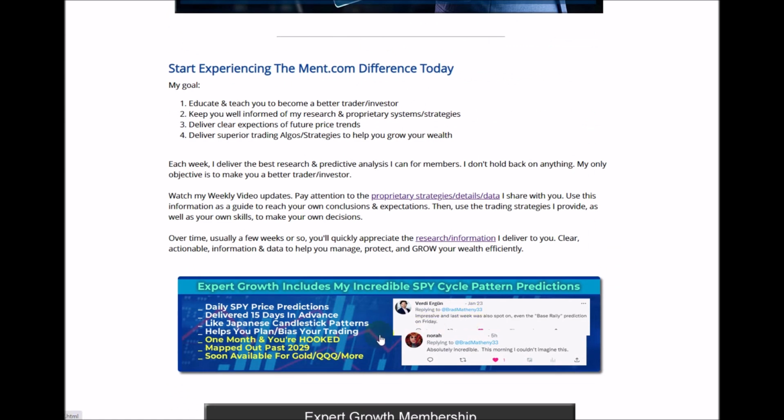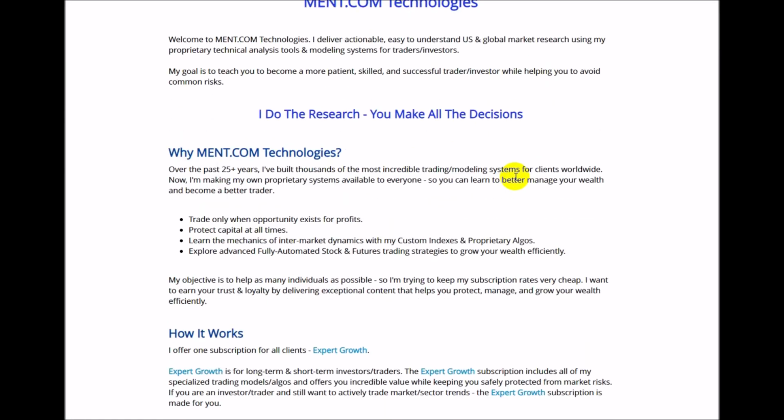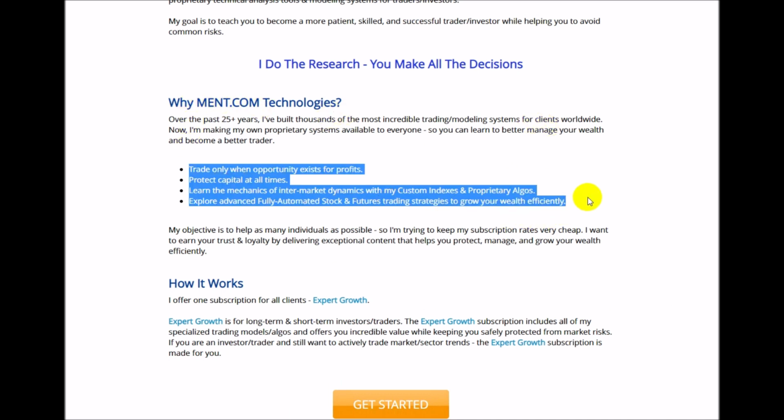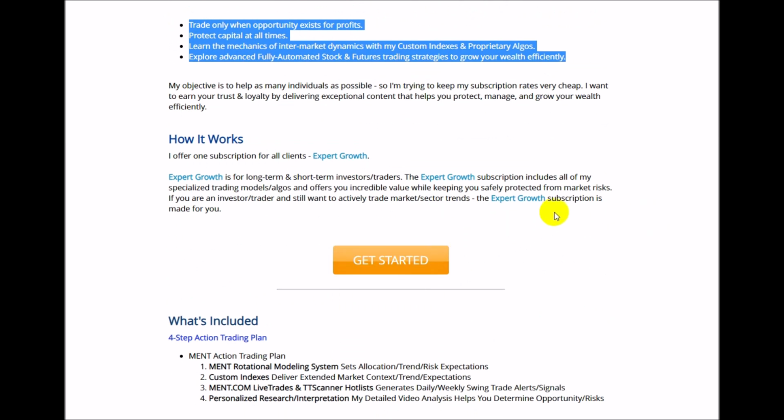Okay, so now when you get into the second stage of what I do, really what I'm trying to teach you is to trade only when opportunity is the richest for profits. Protect capital at all times. Learn the mechanics of intermarket dynamics and custom indexes with my proprietary algos, explore fully automated stock and futures trading programs, and or learn to become a better trader overall. Let me show you how this works.